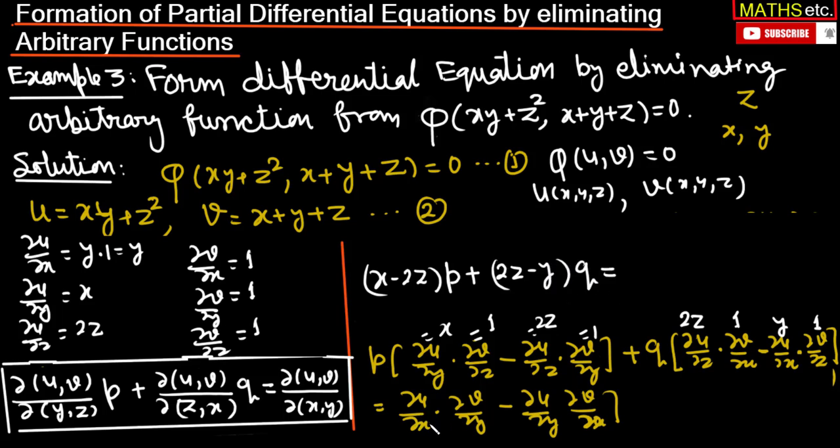This is equal to del u over del x, which is y. This value is 1. Del u over del y is x, and this one is equal to 1. So this will be y minus x. So this is the resultant partial differential equation formed by eliminating the arbitrary function phi from the given functional relation, where p stands for del z by del x, and q stands for del z over del y.